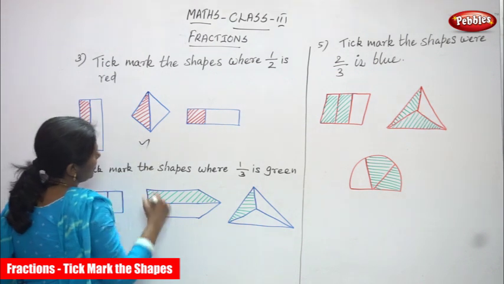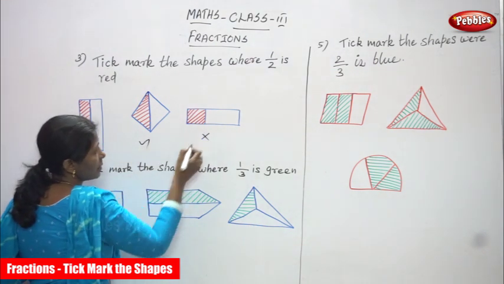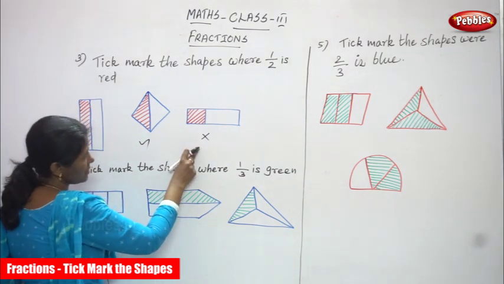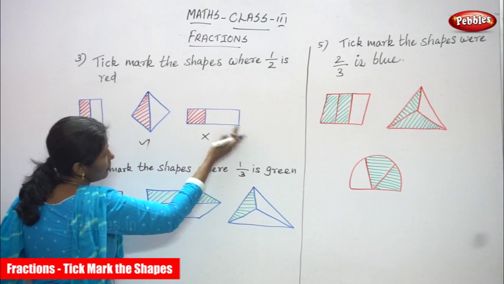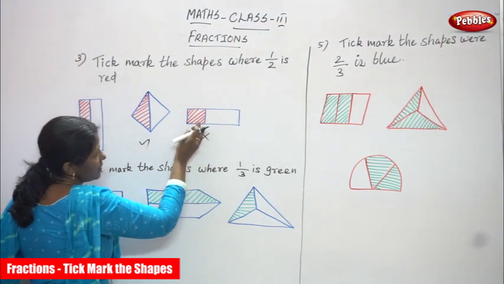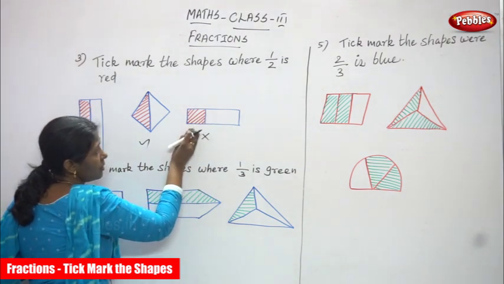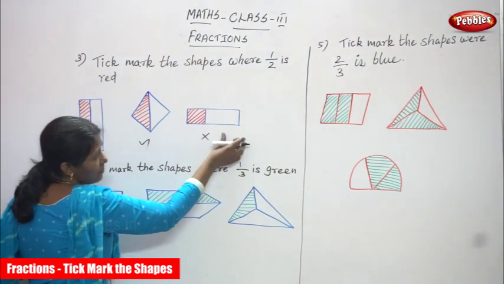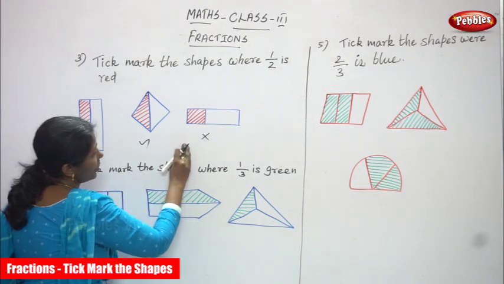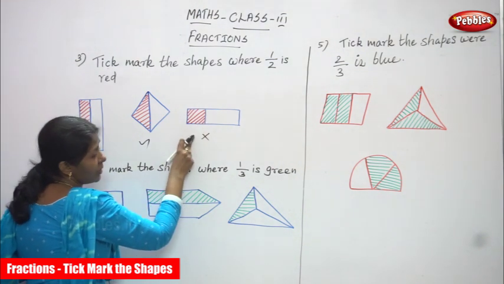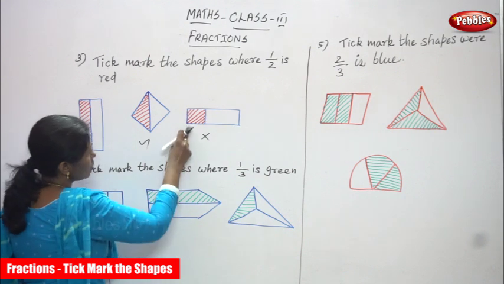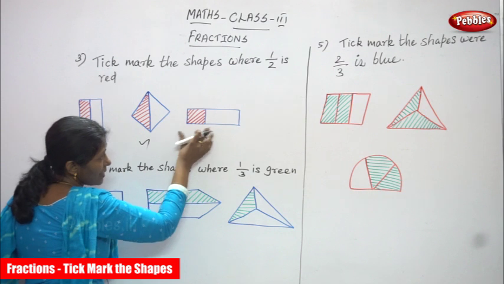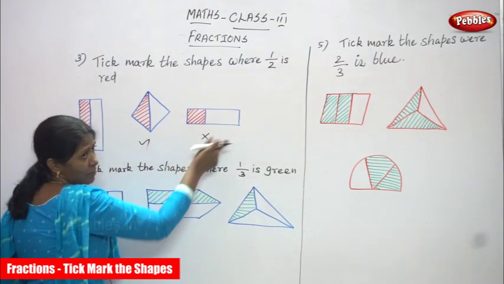So this is also a tick mark, but the last one does not come under a tick mark, it is a wrong mark. I have to put a wrong mark because it is a rectangle, but it's not cut into equal parts. It looks like a small box and a big box. It is not cut into equal halves, so it looks like 1 by 4, it's not 1 by 2. Generally you see two parts, but they are not equal parts, it is a small part and a big part.